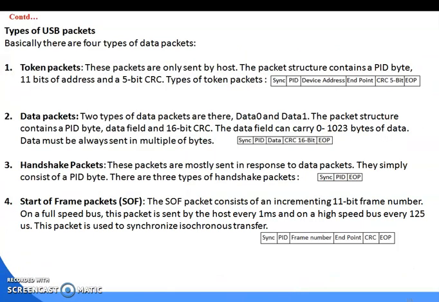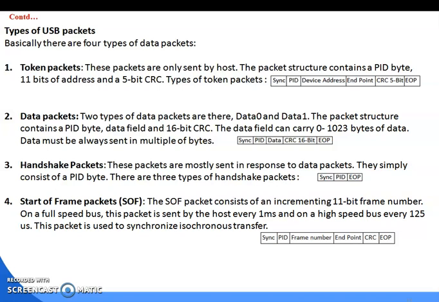Next is types of USB packets. Basically there are 4 types of packets: token packets, data packets, handshake packets, and start of frame packets as well. Token packets are only sent by the host, and the packet structure contains a PID byte, 11 bits of address and a 5 bit CRC. The token packet consists of the sync, PID, device address, endpoint, and 5 bit CRC.